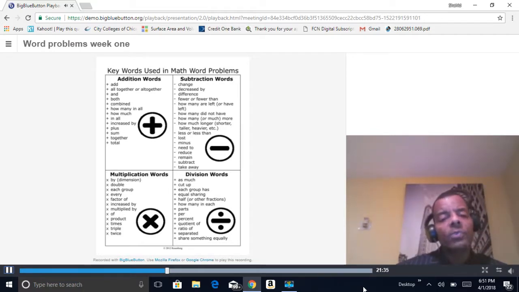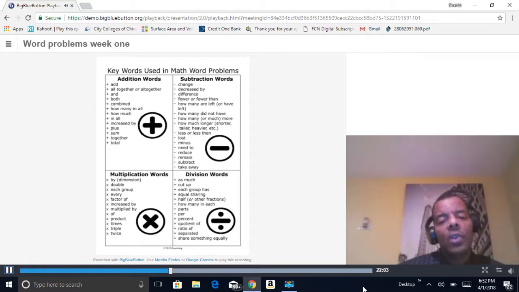What about subtract? We have words like change. What is the change in temperature? What is the change in pressure? That always means subtract. Decrease by means subtract. Difference, fewer or fewer than means subtract. How many are left or how many are left over? How many did not have? How many more or how much more means subtract, and you're taking the lower amount from the higher.